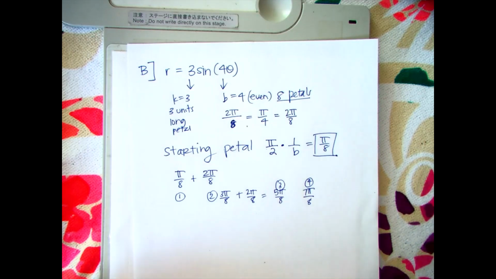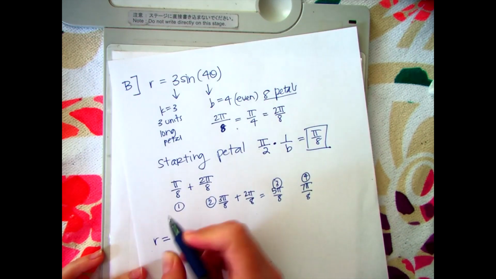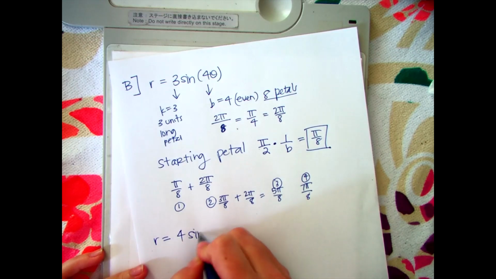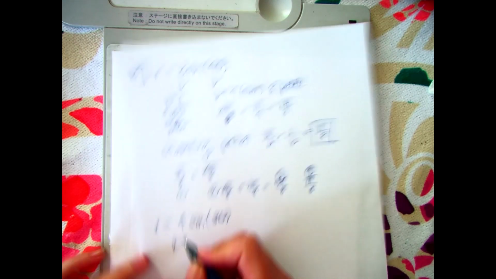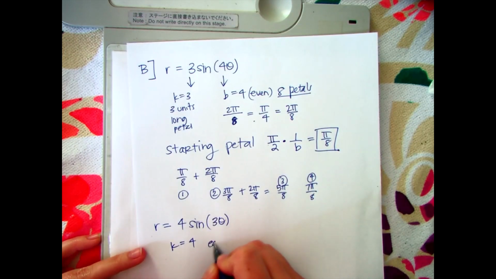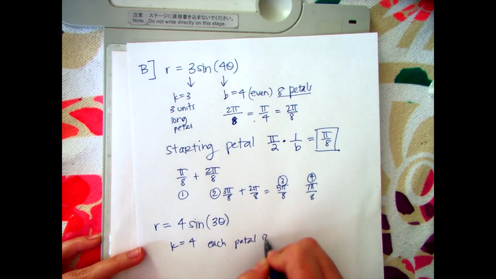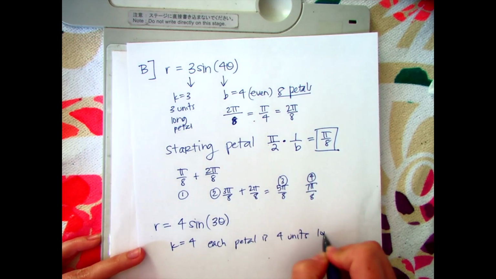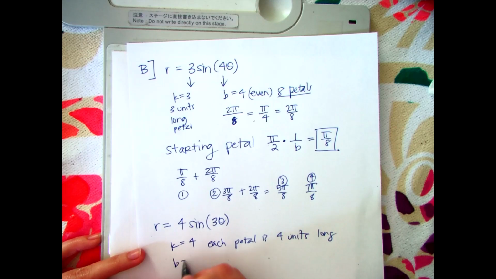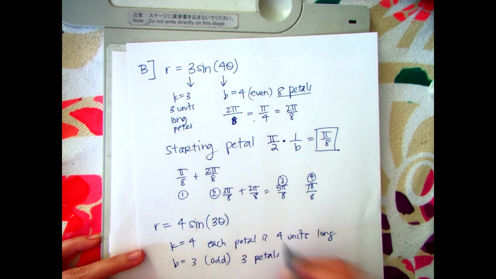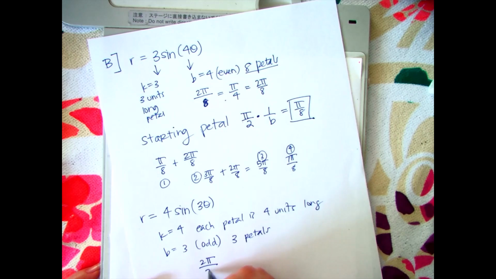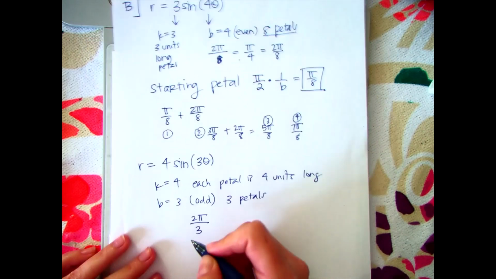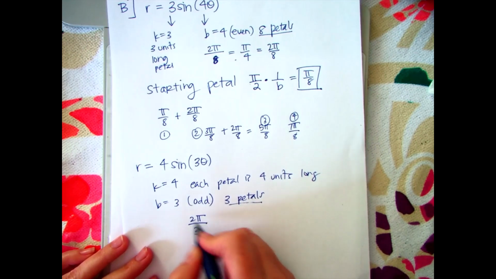All right, final graph is r equals, so I'm just going to swap them, 4 sine of 3 theta. So K is 4, so each petal is 4 units long. And B is 3, this is an odd number, which means there are only 3 of those petals that are 4 units long. And how far apart are they? 2 pi over 3. I'm splitting the 2 pi into the 3 specific petals, so they're 2 pi over 3 apart from each other.